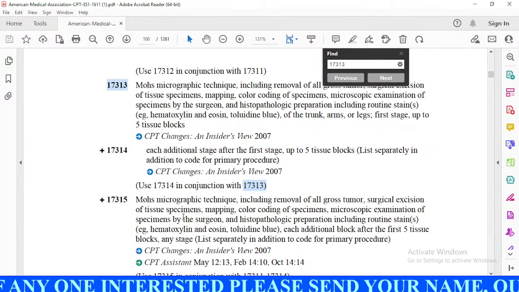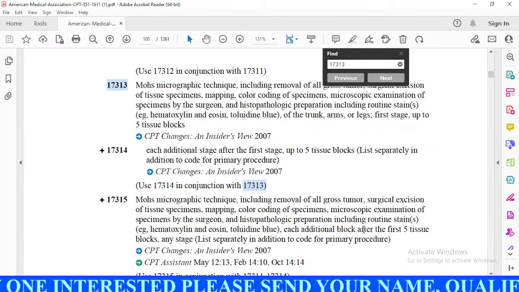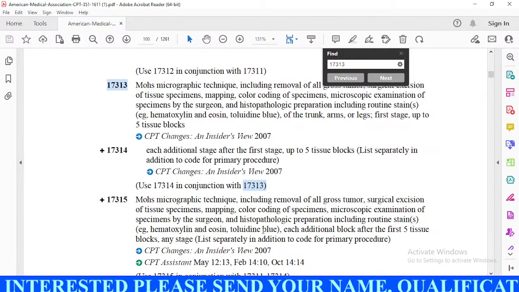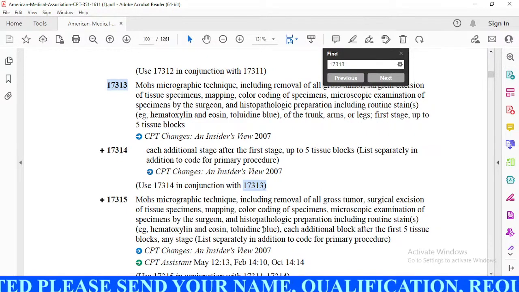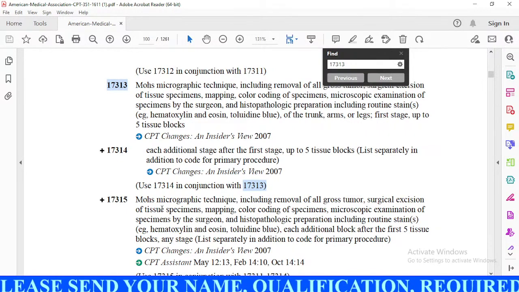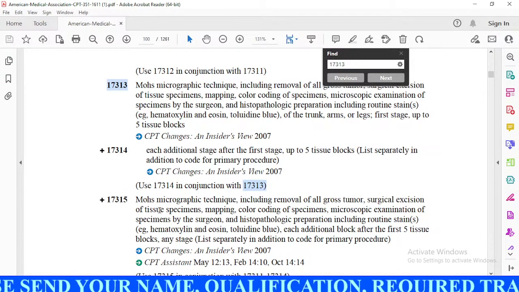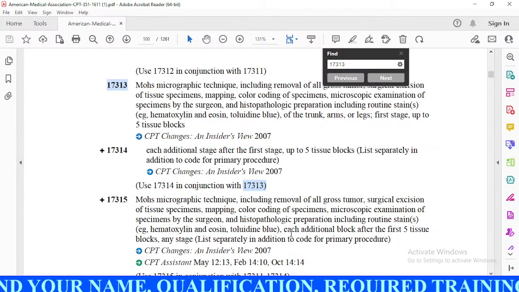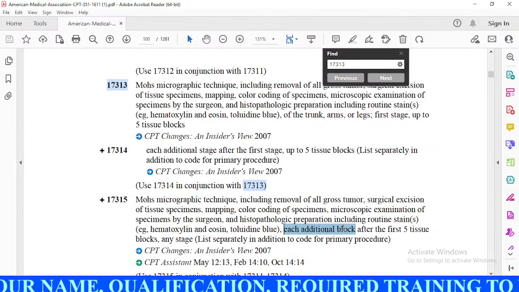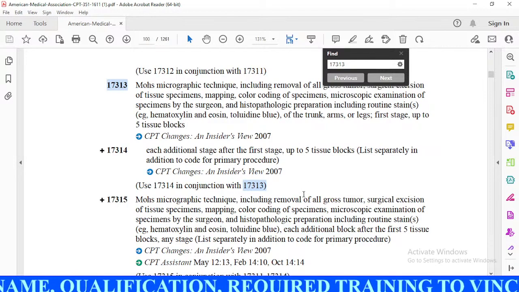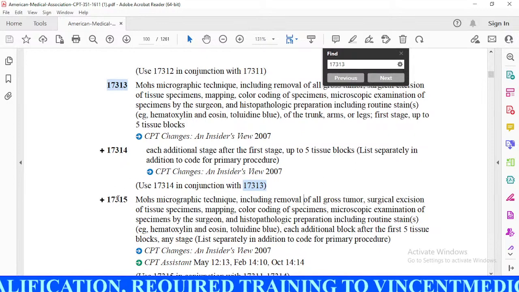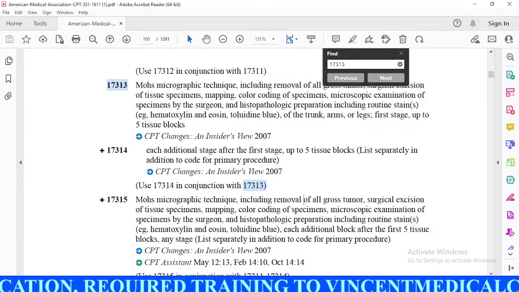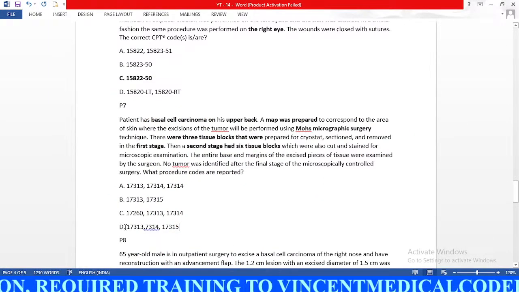This is for each additional block after the first 5 tissue blocks. For example, if the physician has performed 7 tissue blocks, we need to code 17315 times 2, because it is mentioned as each additional block. So here our answer is 17313, 17314, 17315. Most of the people wrote the correct answer. Well done, guys.